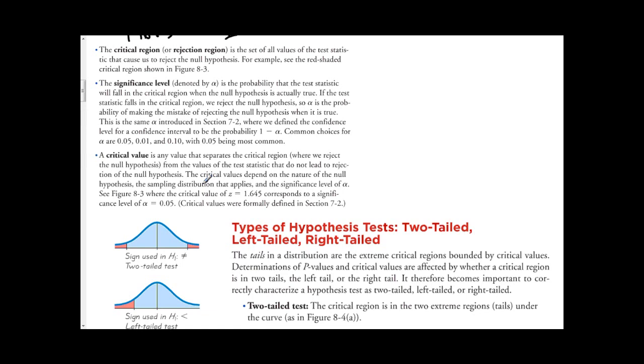So alpha is the probability of making the mistake of rejecting the null hypothesis when it's actually true. That's actually called a type 1 error. All right? This is the same alpha we introduced in section 7.1, 1 minus the confidence level.